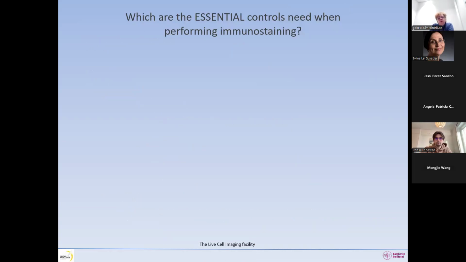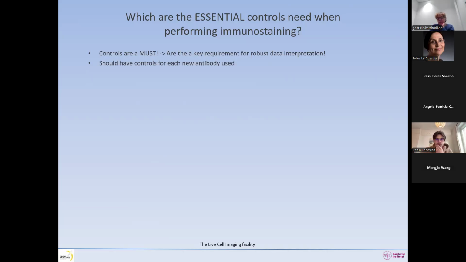When we talk about the controls that we need to perform when we are performing immunofluorescence, controls are a must. They are the key requirement for a robust data interpretation. And you should always have controls for each new antibody that you are using. The control samples should be processed in exactly the same way as your main sample, so you are running them in parallel next to each other.